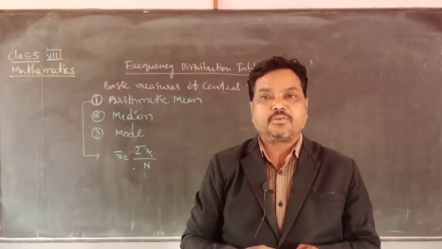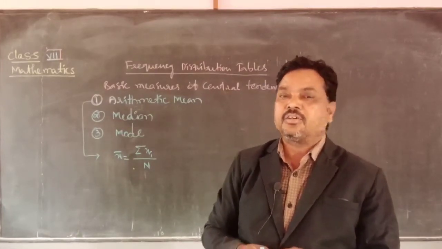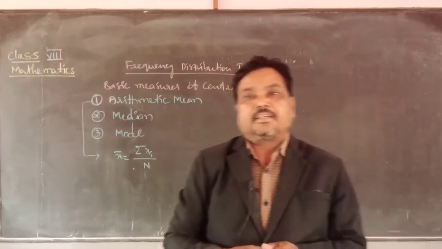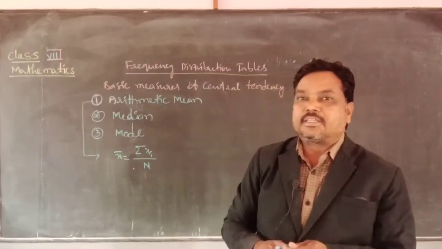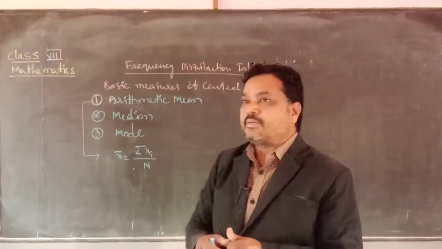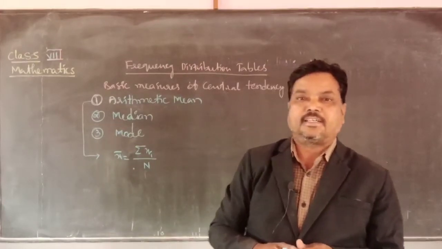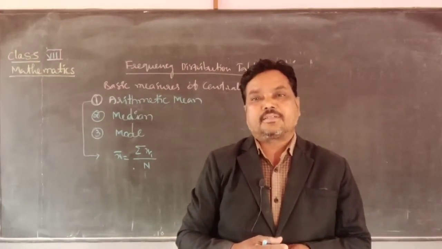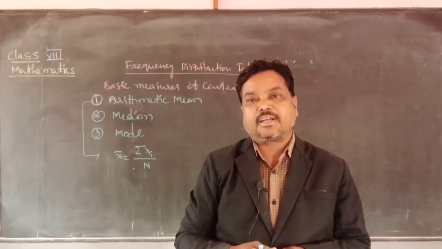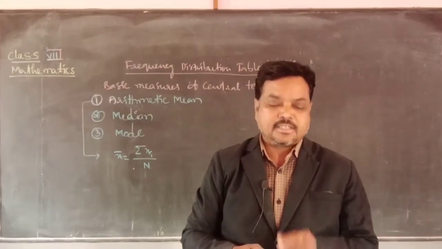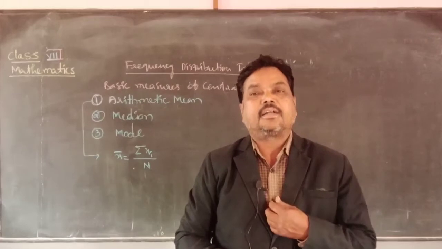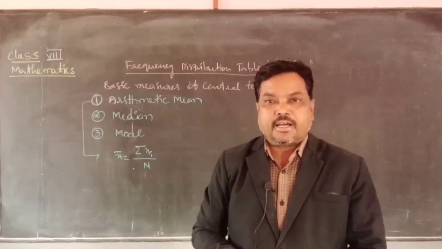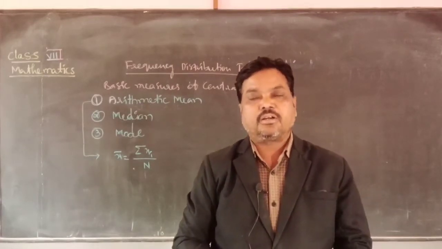This chapter will be used in 9th and 10th class also. In this, the important concept is basic measures of central tendency. There are three basic measures of central tendency. The first one is arithmetic mean, the second one is median, and the third one is mode.